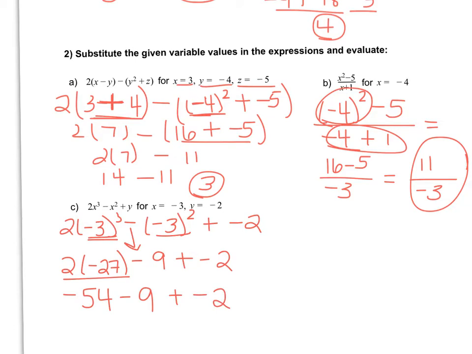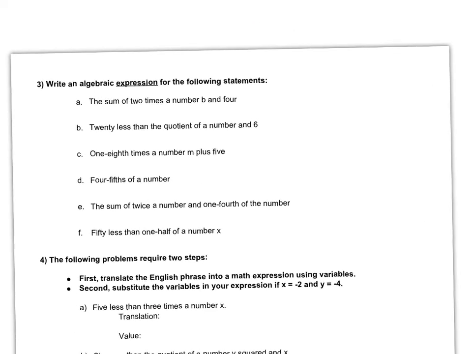So negative 54 minus 9 is negative 63. And negative 63 minus 2 is negative 65. We go ahead and we keep going.